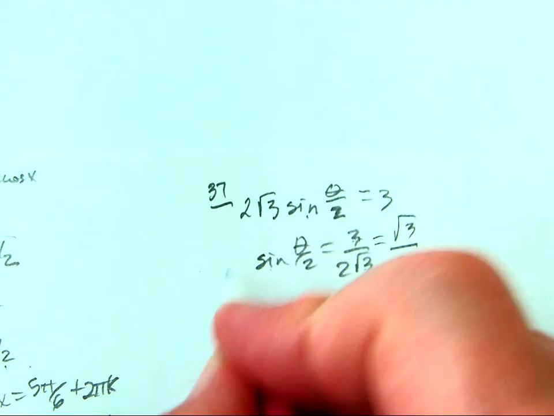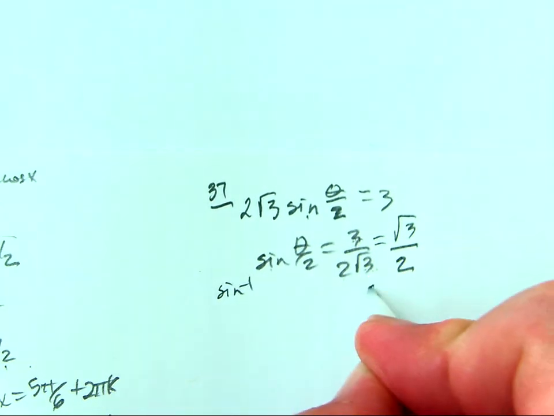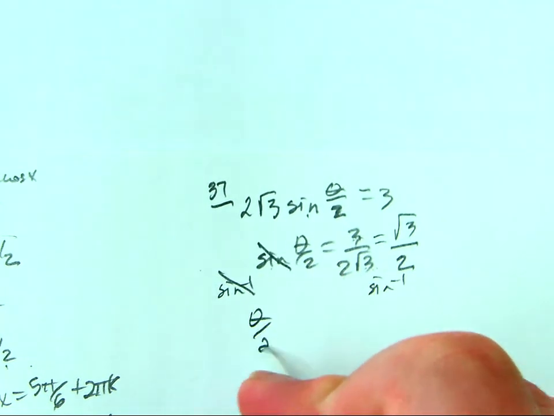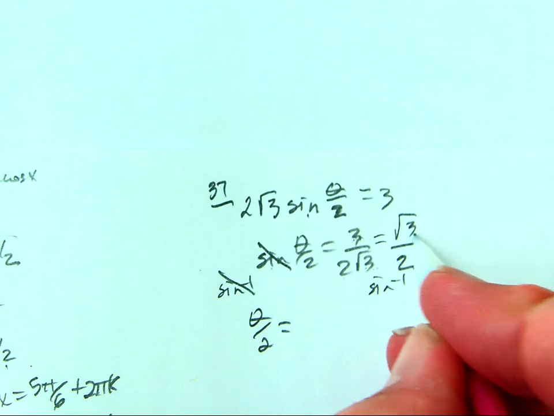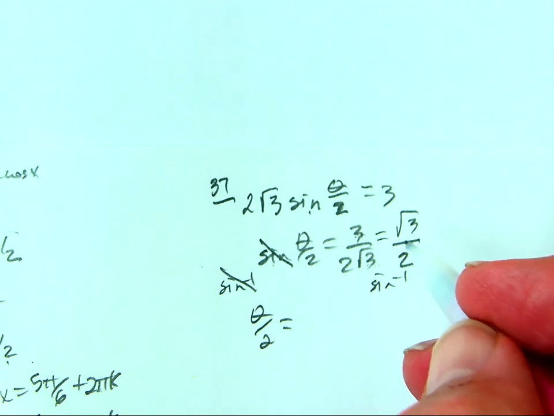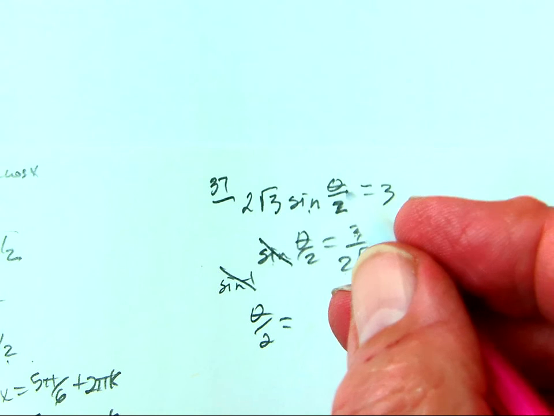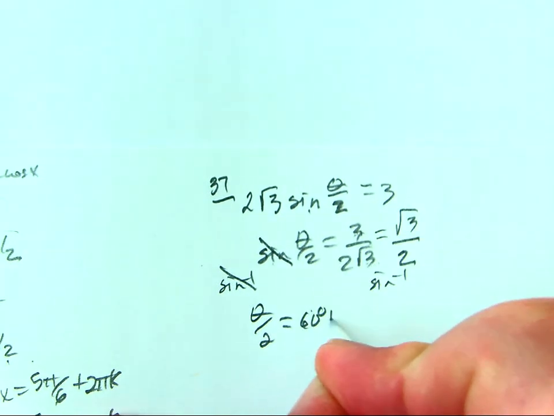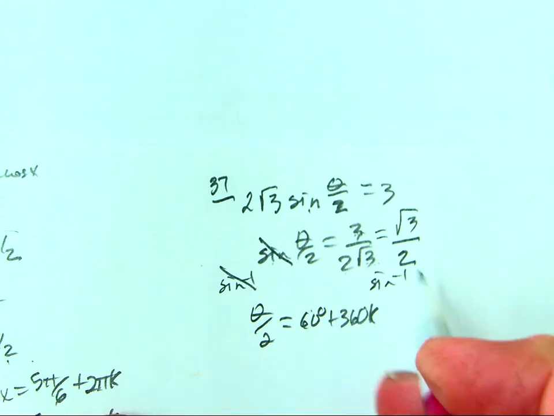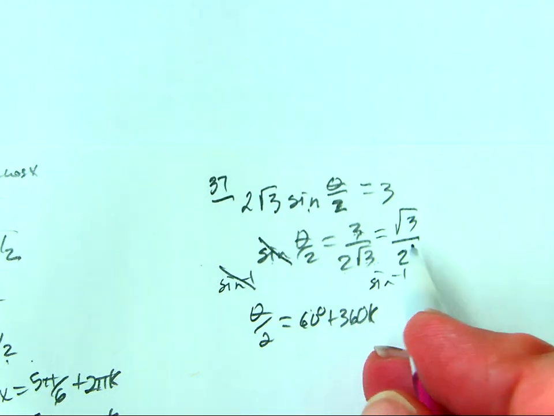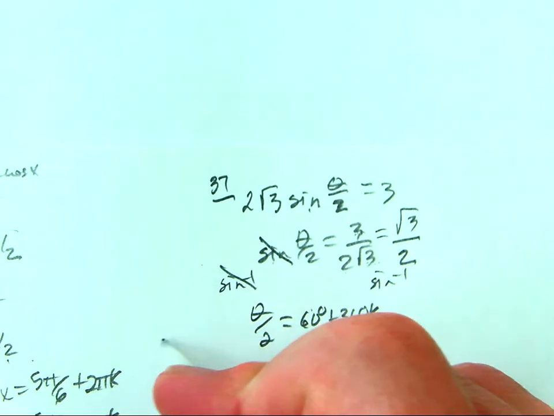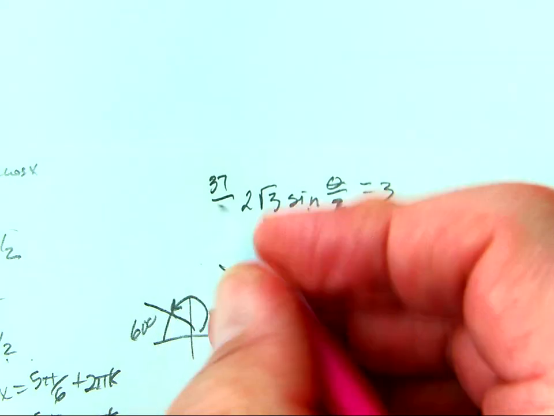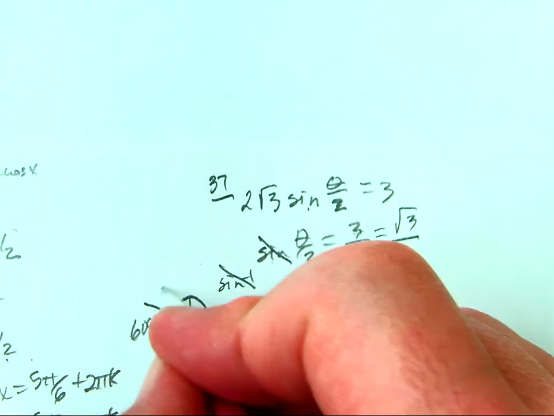So the next thing to get rid of is sine. So we do the inverse sine to get rid of that. So now we have theta over 2. Well, what angle has a sine of radical 3 over 2? Well, that's when the opposite is radical 3. That's 60 degrees. Now that's in the first quadrant. Remember sine, we have to always do 2 for sine. Sine is also positive in the second quadrant. Well, if we put 60 over here, this angle would be 180 minus 60, so that'd be 120.